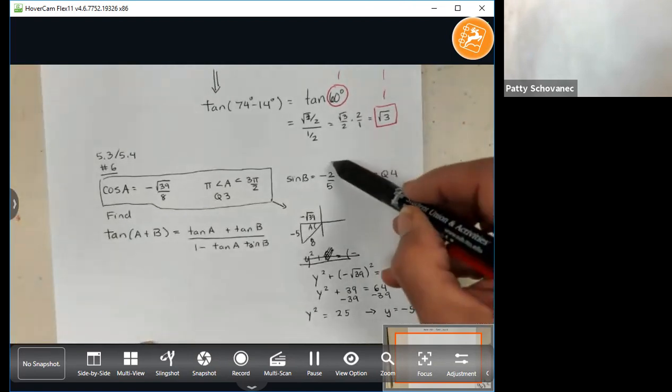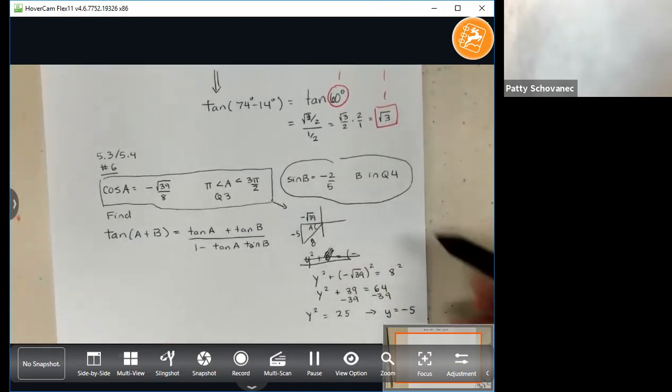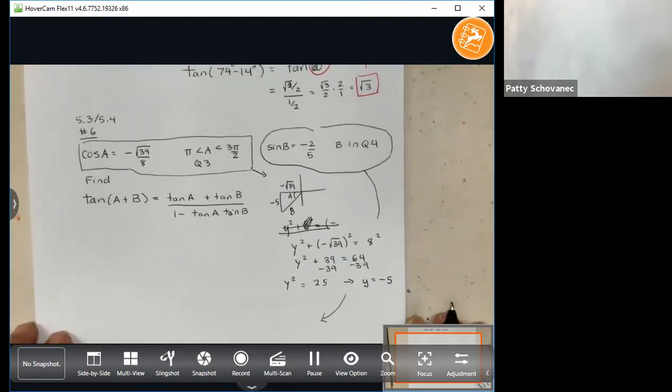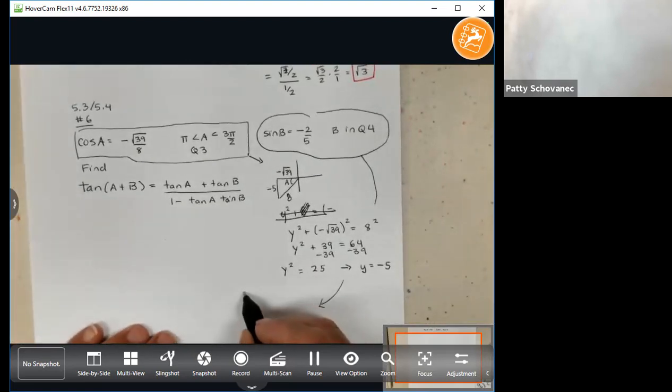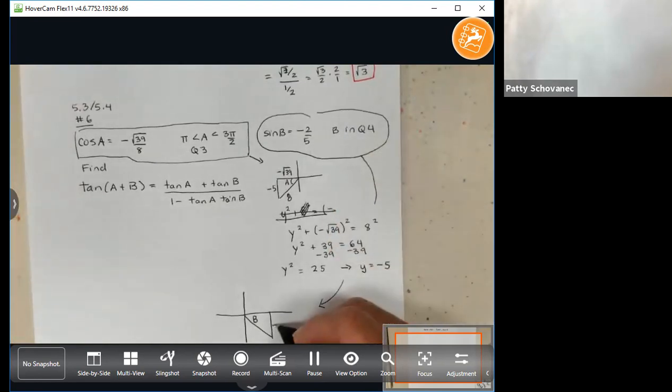Now I'm going to do the same thing with this information. I guess I'm going to come way down here to do it. I'm going to draw a quadrant 4 triangle. There's my quadrant 4 triangle with angle B. The sine is y over r. The y is the negative number because we're going down. R is always positive. And now I need the x coordinate there.